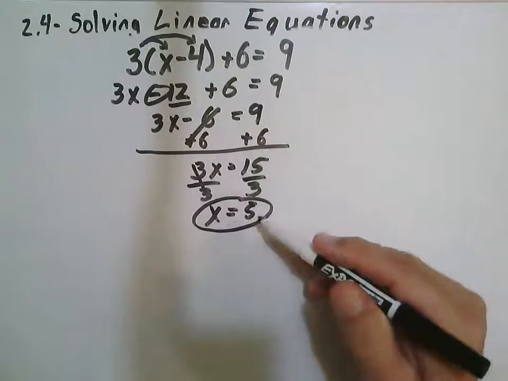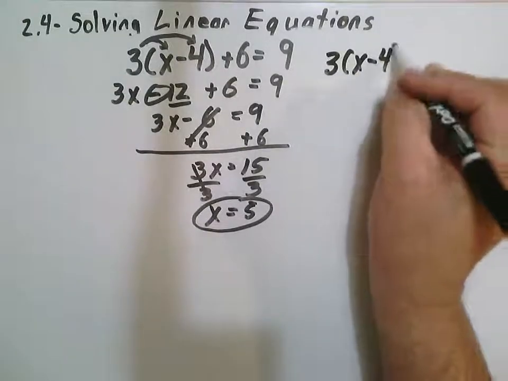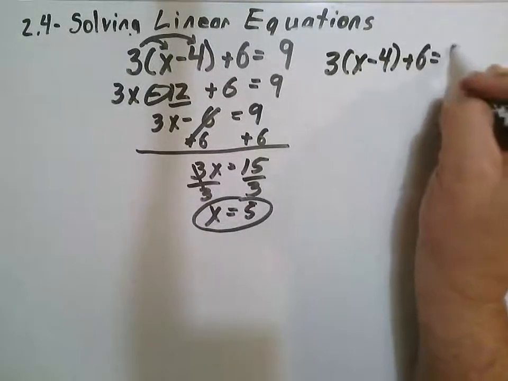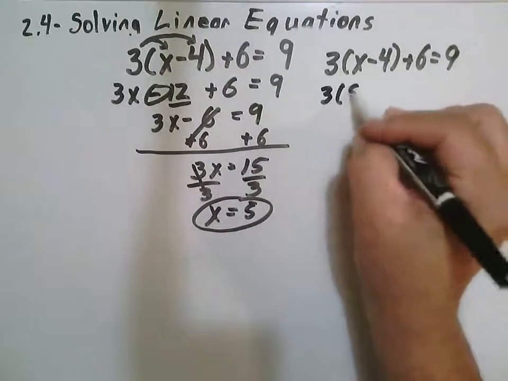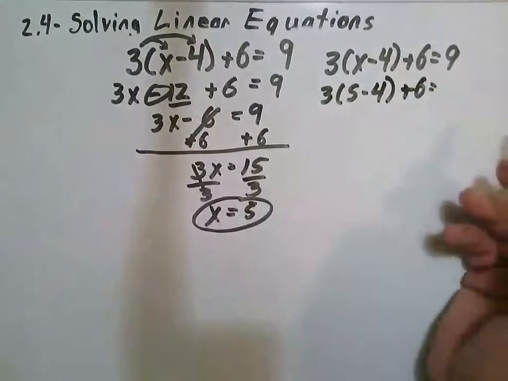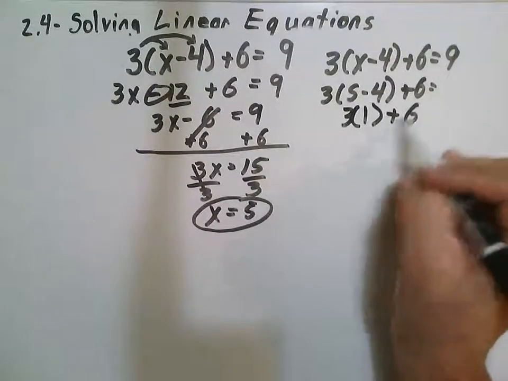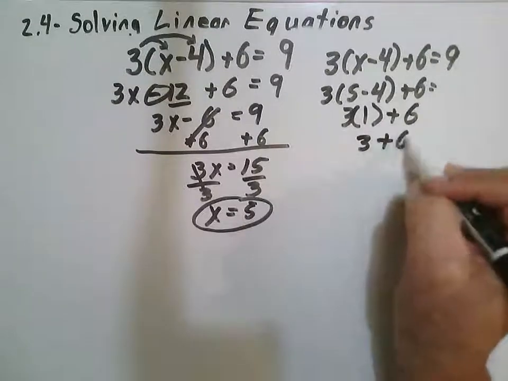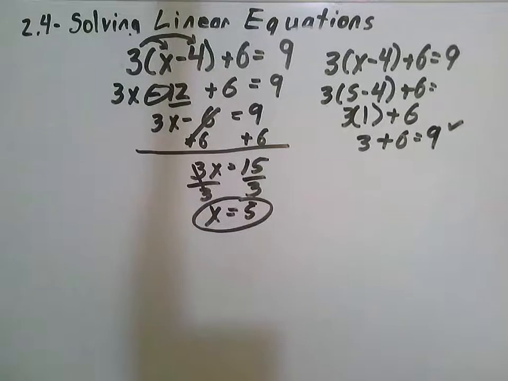Now I can go and put this back in. Once again, this is 3. I'm just going to substitute in this 5 here. That's going to be 3 times 5 minus 4 plus 6, and we're going to see if all this equals back up to 9. So 5 minus 4 is 1. 3 times 1 is 3. 3 plus 6 is going to put me back at 9. So I've checked my solution.